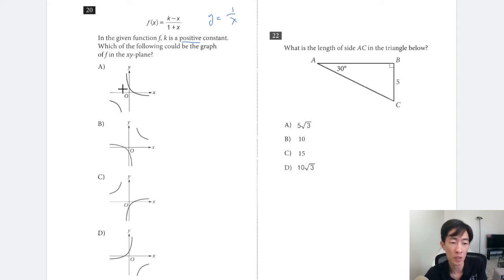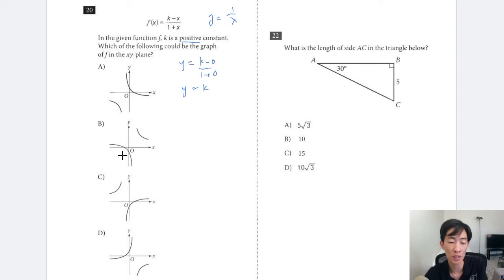So first test point I'm going to do is, what is the y-intercept? Because notice they're kind of all different. So the y-intercept happens where x equals 0. So I'm going to do k minus 0 over 1 plus 0. What do we get? y equals k. And if they're telling us k is a positive constant, that means the y coordinate of the y-intercept is positive.